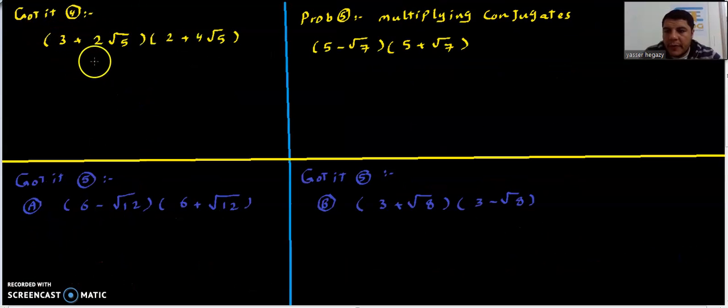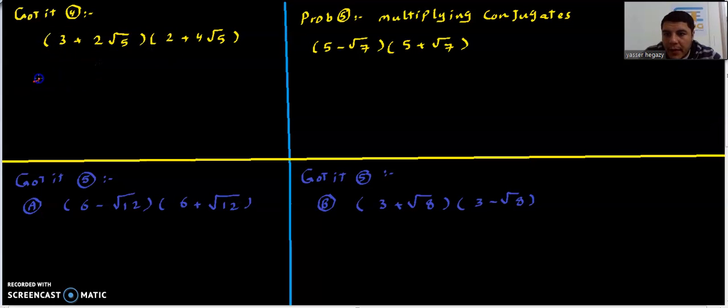Okay, so let's go to number 4. We have two brackets also: 3 plus 2 the square root of 5 multiplied by 2 plus 4 the square root of 5. So what should I do here? The same idea: distributive property or using FOIL. It's up to you. Follow the easiest way for you.